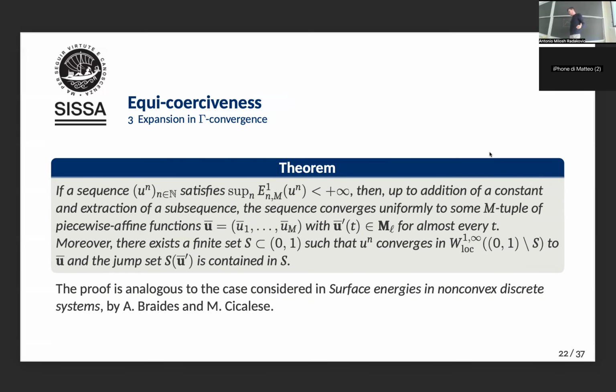So I will begin with the coerciveness result. This is something very technical and long to show, but fortunately the proof is not very different from the one already shown in the article by Braides and Cicalese. So I won't be showing the proof of this. The main thing is that if we have a sequence such that our first order approximation energies are finite, then we know that we can extract a subsequence that is converging in L infinity to something in the domain I defined before.